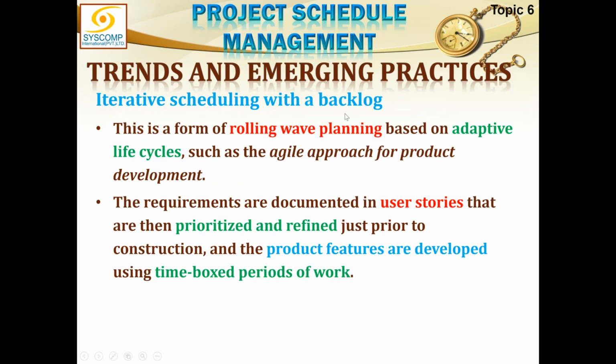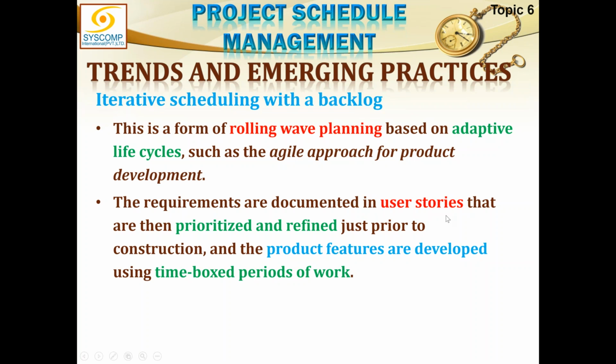Iterative scheduling with a backlog is a form of rolling wave planning. We already understand what rolling wave planning is. We do not have certain details available about certain areas of the project, and therefore they would be explained later whenever they are made available. Only then will we plan them. So in the adaptive life cycle, we accommodate rolling wave planning in a better manner, such as agile approaches for product development.